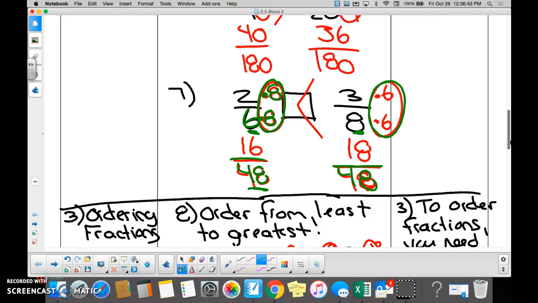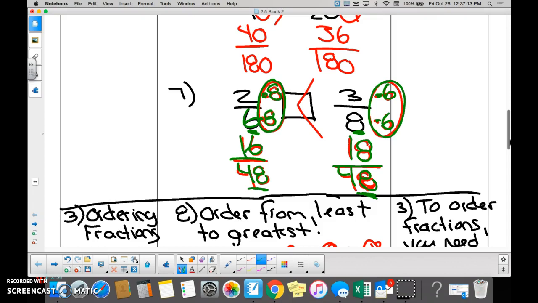What's 2 times 8? 16. So we have 16 over 48. Now, how do we get from 8 to 48 on this side? We multiply by 6. And if we multiply the bottom by 6, we multiply the top by 6. And 3 times 6 is 18. We have just done the hard part, right? Now we have 16 over 48 and 18 over 48, which are equivalent fractions.